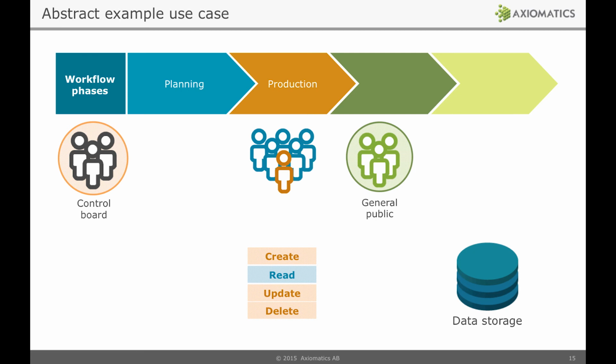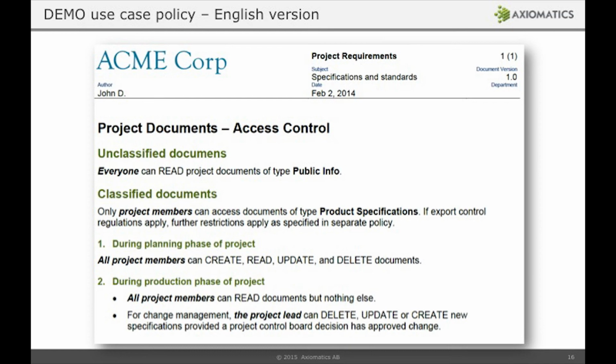Now, going back a bit to customers who use product lifecycle management tools: in product lifecycle management, you very often also have an additional layer of legal constraints. So here we have the English version of a policy. Everyone can read the public documents, but classified documents can only be read by the project members, and it then differs between the phases of the project. And if we have export control regulations, for instance, like some of our customers, then we get an added layer.